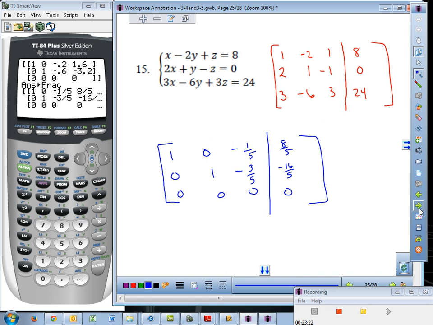Enter, enter. When you do any kind of work on your calculator and you divide it out and you get a nasty decimal, if you hit math, enter, enter, it'll change it to a fraction for you when you're all said and done.